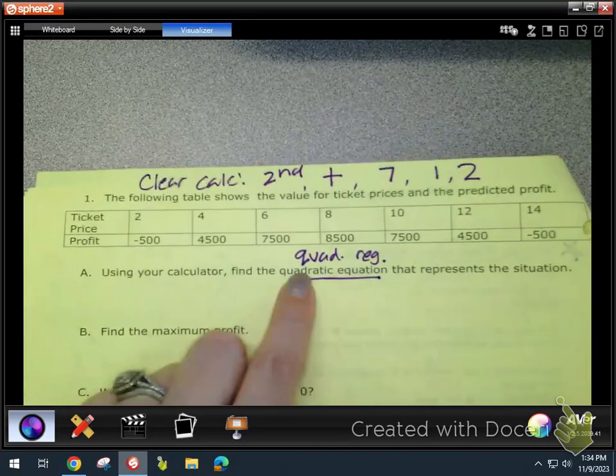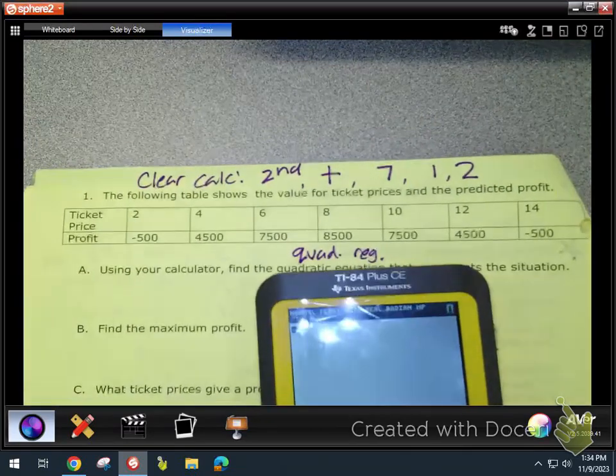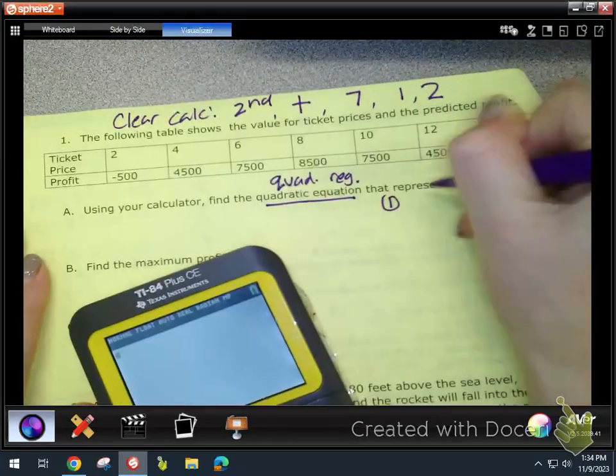So we are going to run a quadratic regression because we need the equation. We need the equation to get into y equals and do all the stuff. So if you don't know how to do a regression, here is your lesson. You are going to press stat.